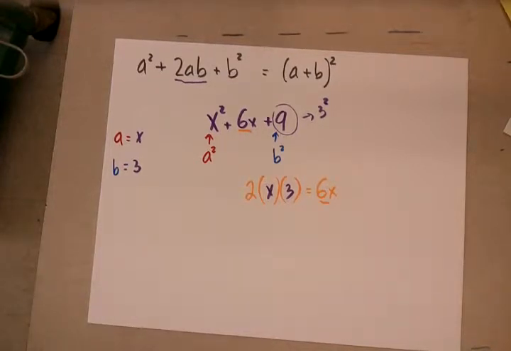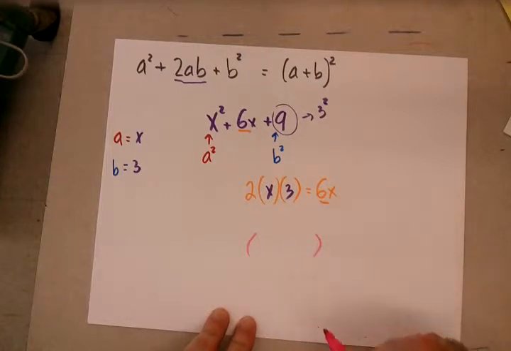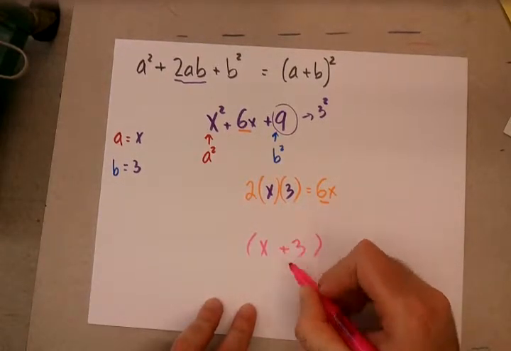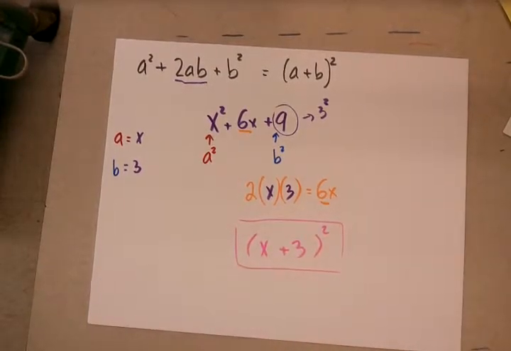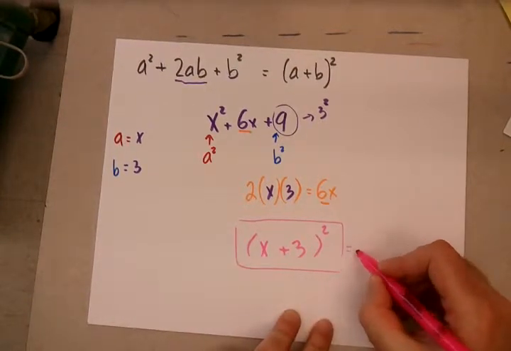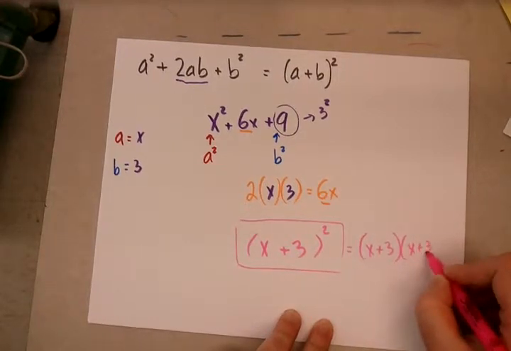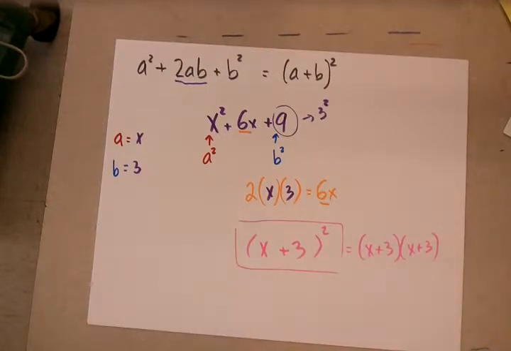To use the shortcut, you just write down, using a different color, right over here, parentheses, A plus B, all taken to the second power. Our A is x, our B is 3, all taken to the second power. That's it. You are done. You can also rewrite this as x plus 3 times x plus 3. That's the same thing, and this is actually the more correct way to write it anyway. So that's the answer.